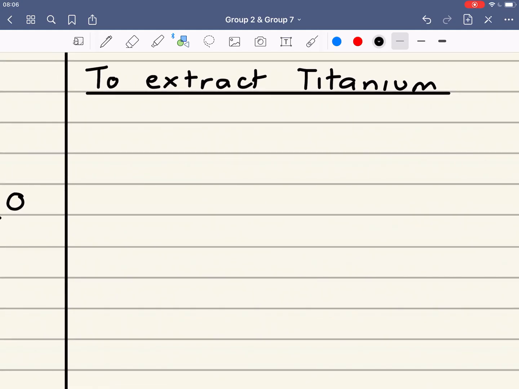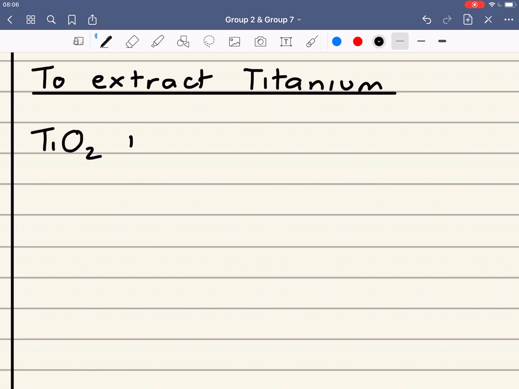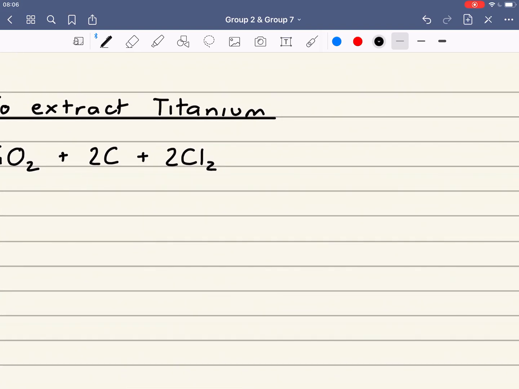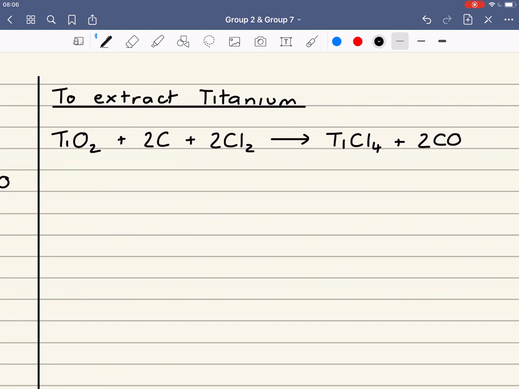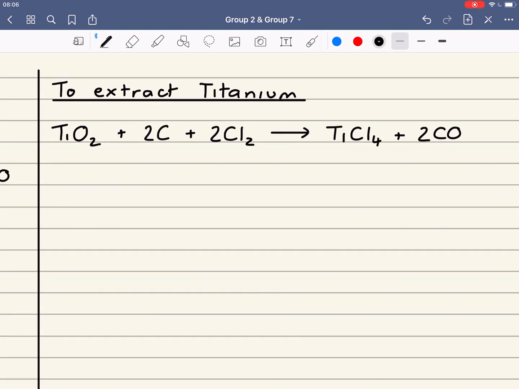Now, titanium usually exists as an ore called rutile, titanium oxide. And when I want to extract titanium, the first thing I need to do is react the titanium oxide with carbon and chlorine. Now, what that gives us is titanium chloride and carbon monoxide as well. That's the first step. The step that we are interested in, the use of this group 2 metal, is getting the titanium from the titanium chloride.